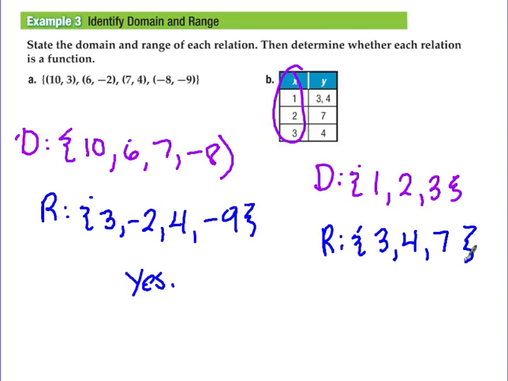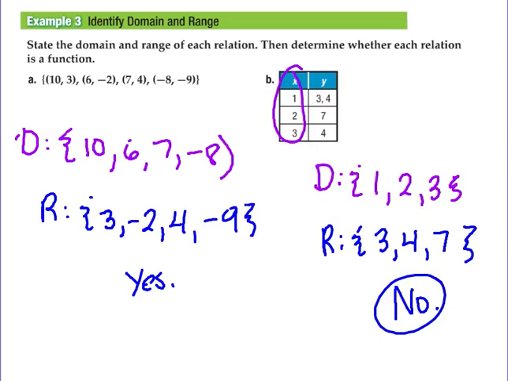So now, is that going to be a function? Why? 1 is paired with both 3 and 4. Okay. So, because 1 has 2 partners here, can't happen. Can only be paired with exactly one element of the range.